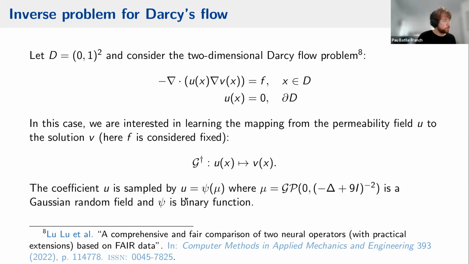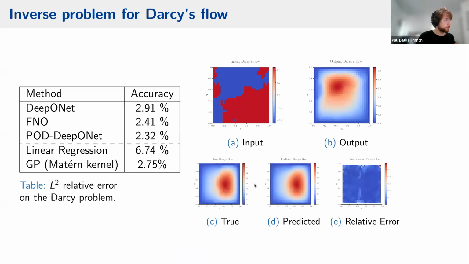So what we do is sample U from a Gaussian process, and then apply a binary function. So U is going to be discontinuous, a function that takes two values. And then we're trying to learn the solution B with F being fixed. This is an example of how this looks in practice. This is the input that I was mentioning. It only takes two values. And here, this is an example of the output for this particular input.